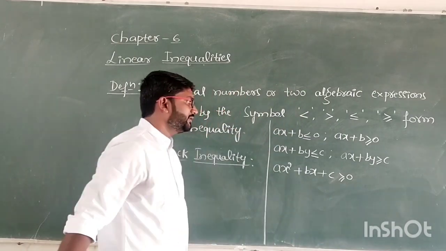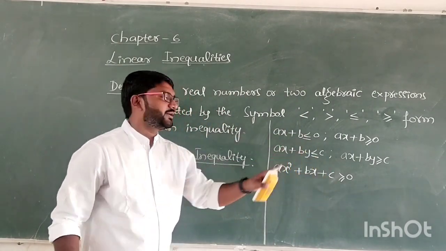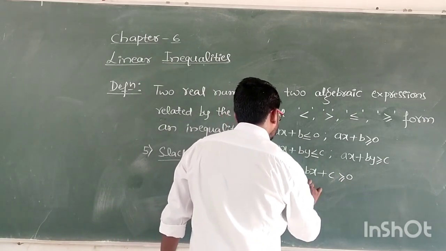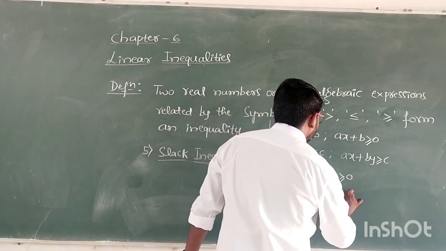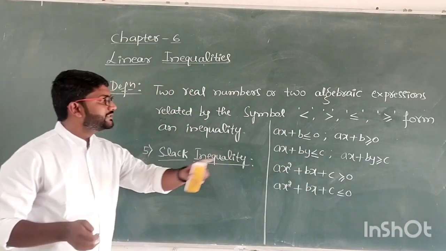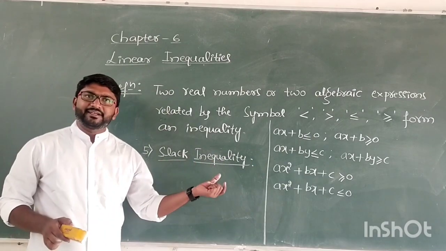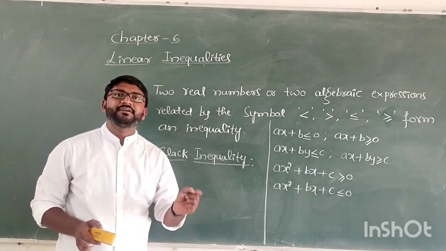Similarly, you can write ax square plus bx plus c less than or equal to 0. So all these inequalities are the examples for slack inequality. So this is all about the inequality definition and the types of inequality.